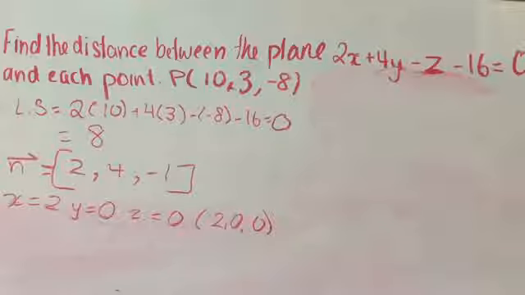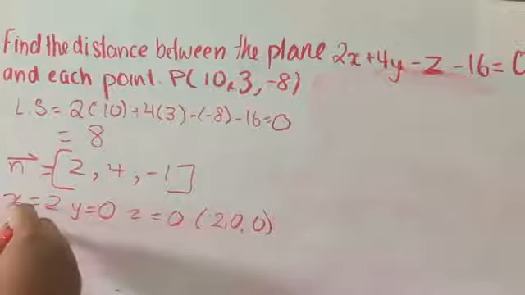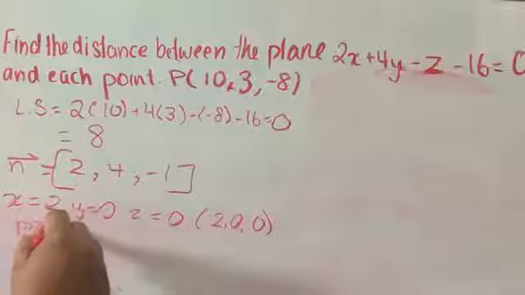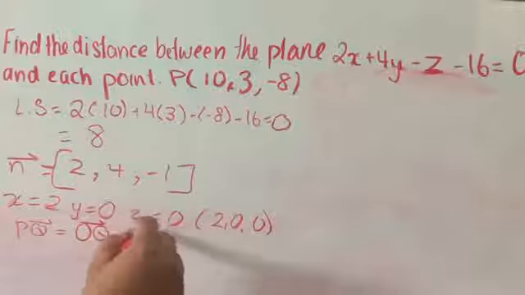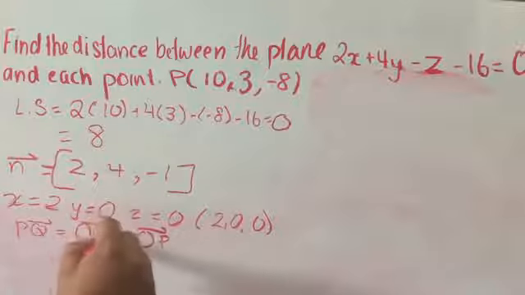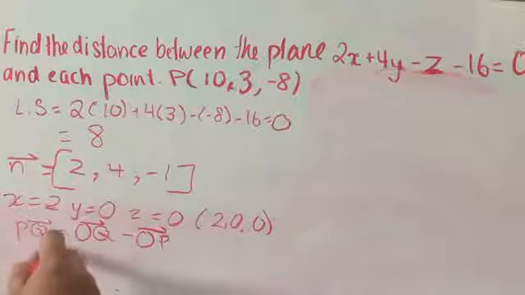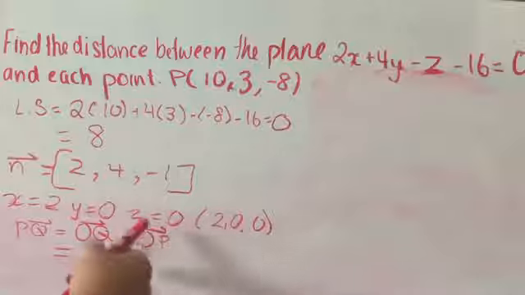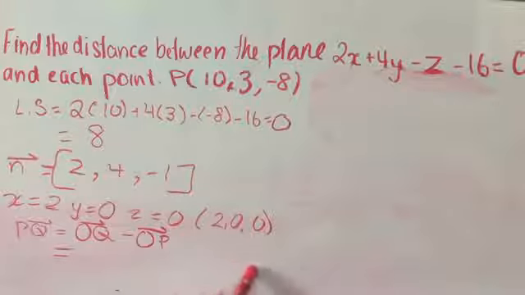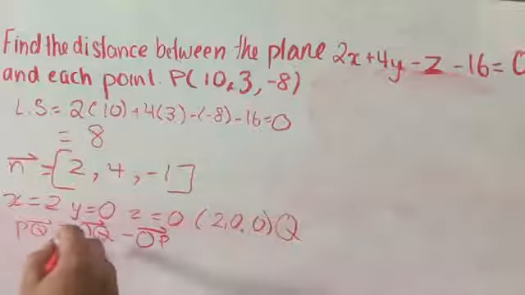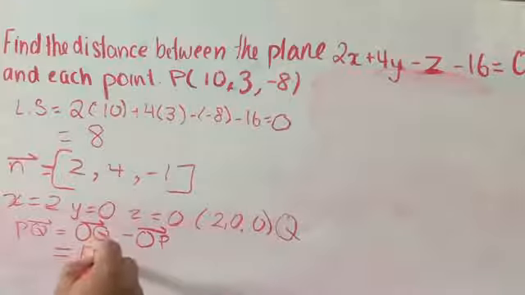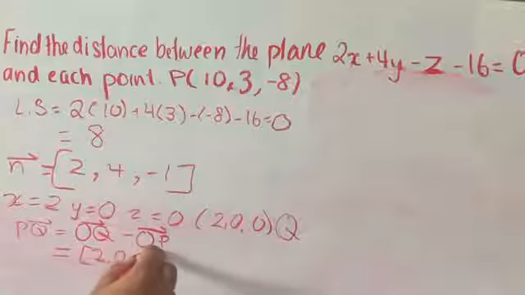So we know what OQ is, we know what OP is, but we don't know what PQ. But we can solve for what PQ is. So PQ is equal to OQ minus OP. So in this case, OQ would be the vector we just found. So that's Q. Let's just write that down here. So OQ would be 2, 0, 0.